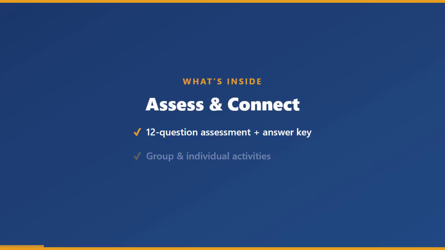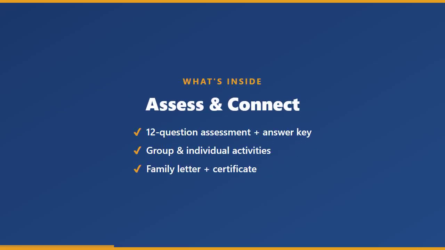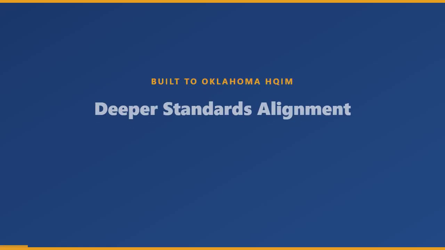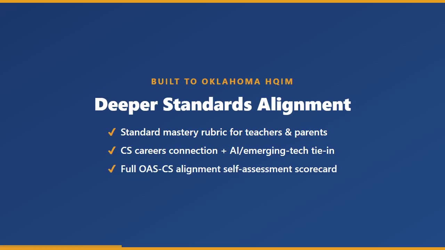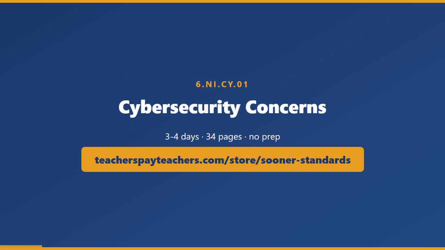This unit includes a standard mastery rubric for teachers and parents, a visual comparison chart of common concerns, a CS Careers connection, and an AI connection, all built to the Oklahoma HQIM rubric. Plus a 10-question assessment with answer key, group and individual activities, vocabulary puzzles, a family letter, and a certificate of achievement. That's 3 to 4 days of no prep, HQIM-aligned instruction across 34 ready-to-print pages.